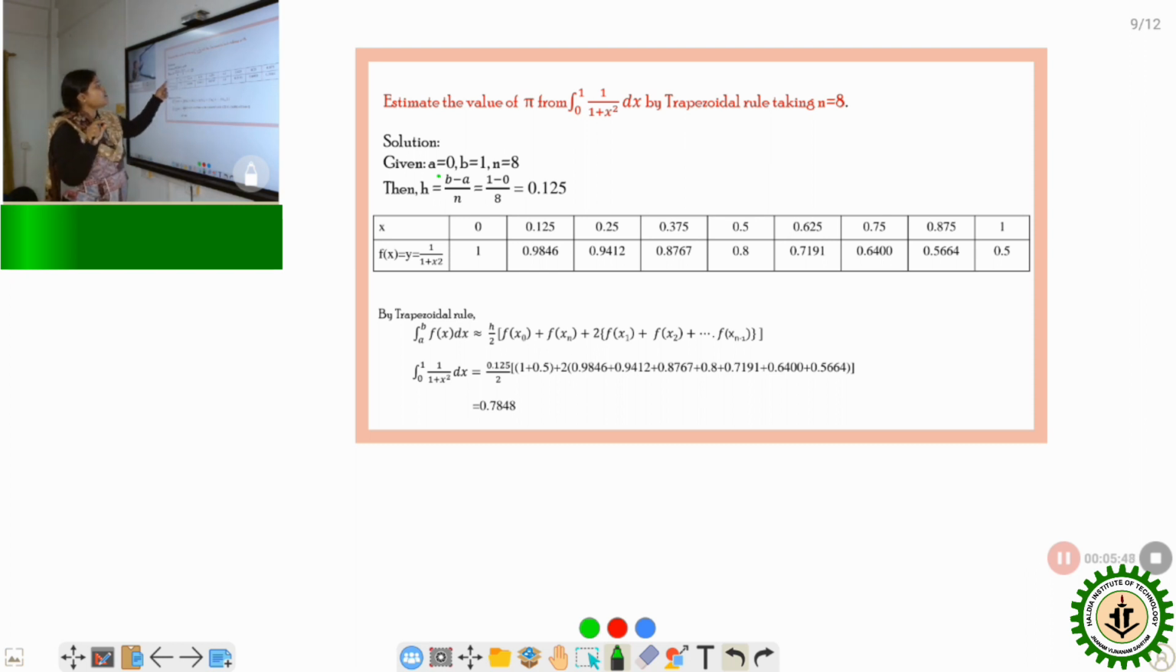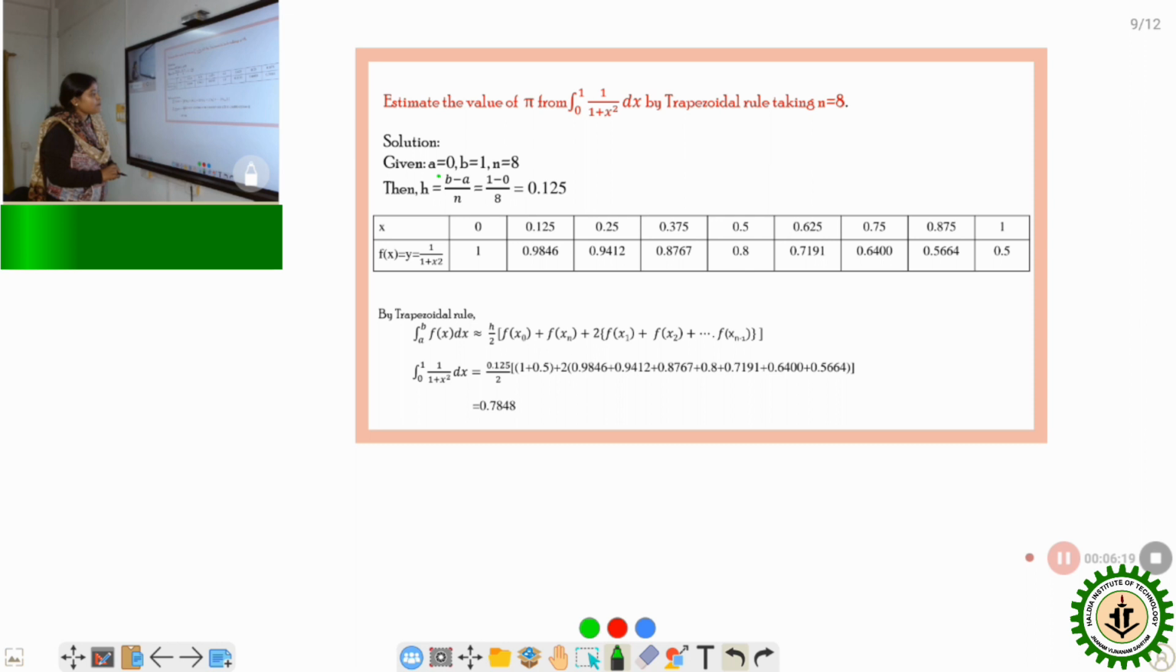So what are the values of x? This is the initial value of x, and this is the final value of x. The intermediate values of x are obtained by simply adding 0.125 to the first value. Then we get 0.125. 0.125 plus 0.125 is 0.25. In this way, we will get the last value of 1. Similarly, to calculate fx, in this case fx is 1 by 1 plus x square. So putting the corresponding value of x, we will get fx.